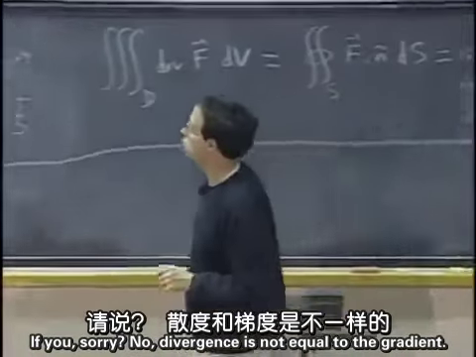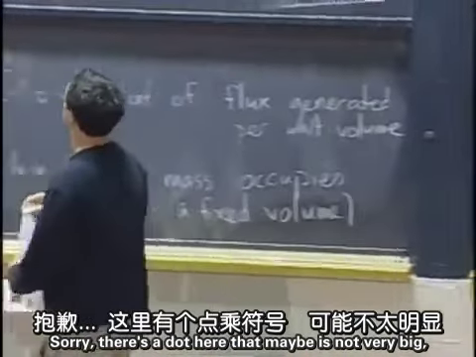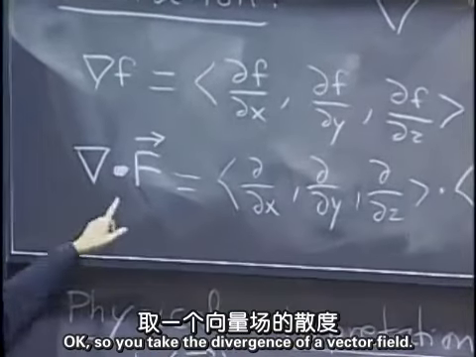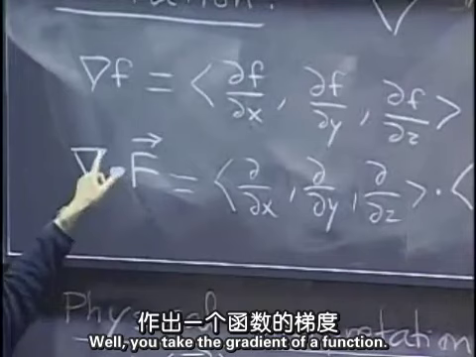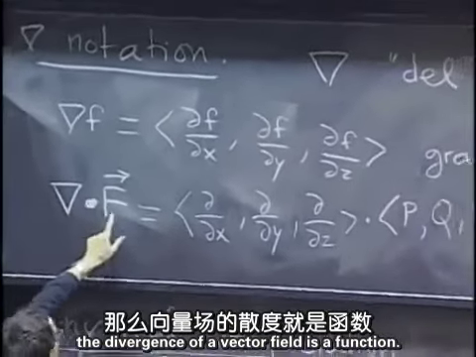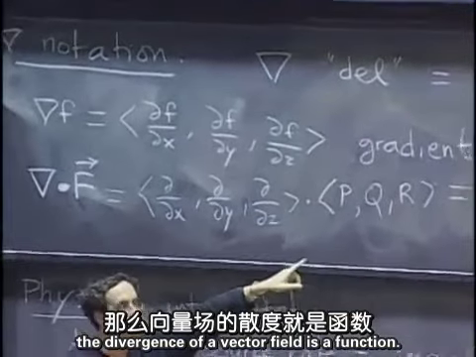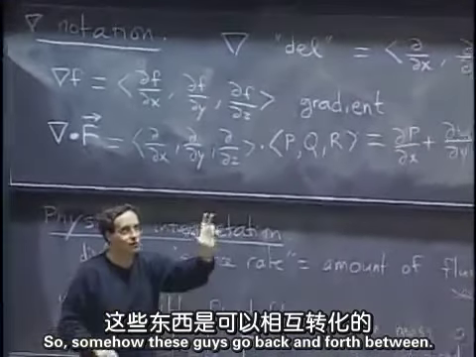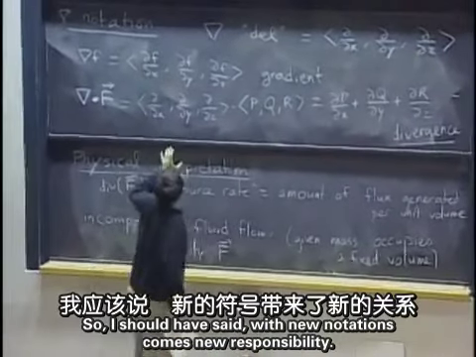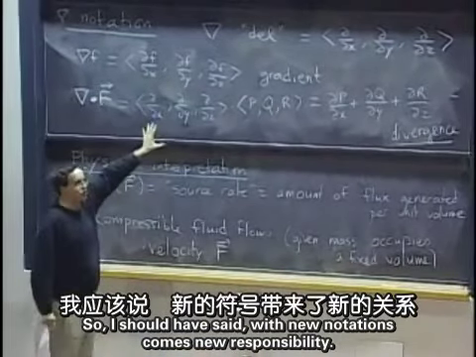No, the divergence is not equal to the gradient. Sorry, there's a dot here that maybe is not very big, but it's very important. So you take the divergence of a vector field while you take the gradient of a function. So the gradient of a function is a vector. The divergence of a vector field is a function. So somehow these guys go back and forth between.